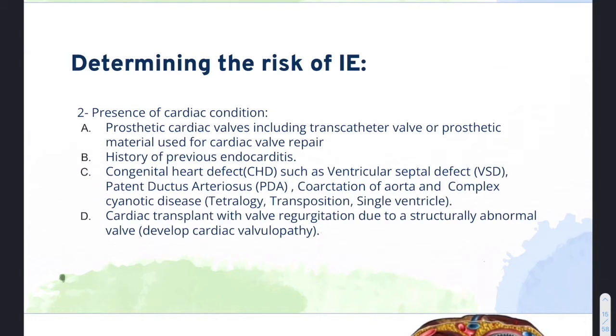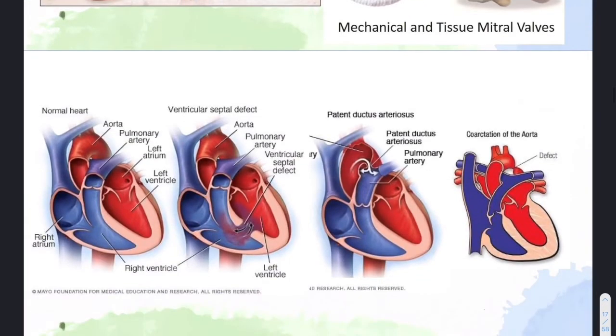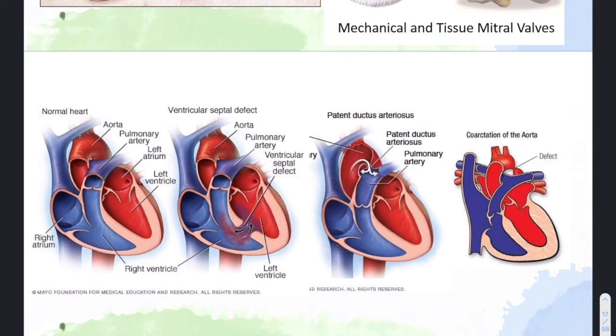Third, congenital heart disease such as ventricular septal defect, patent ductus arteriosus, coarctation of the aorta, and complex cyanotic disease. A patent ductus arteriosus is an abnormal connection between the pulmonary artery and the aorta in the heart. You can see it here. And coarctation of the aorta is a congenital narrowing of a short section of the aorta.